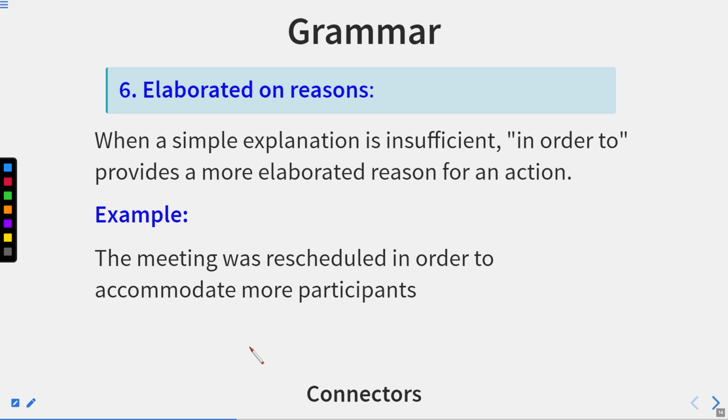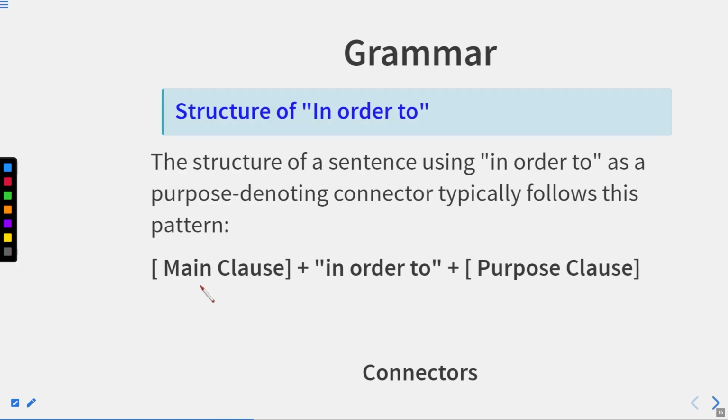So, elaborating on reasons means whenever there are several reasons and we want to explain them, we have to use these types of connectors. The meeting was rescheduled. What was the purpose? In order to accommodate more participants. So, this is the reason. So, we have the elaboration part of that.